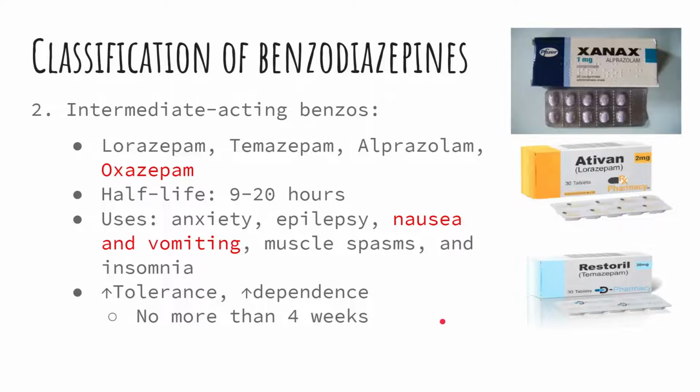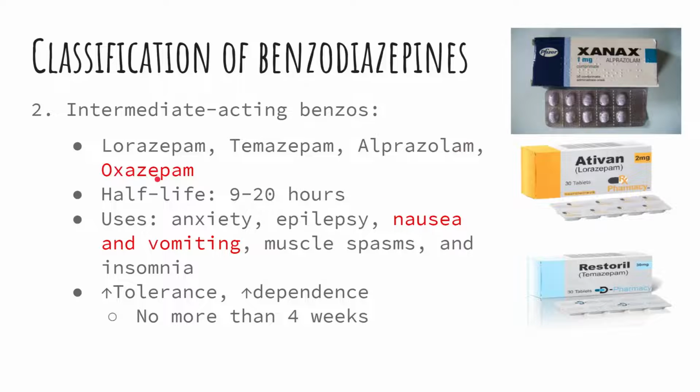The second class are the intermediate acting benzos, whose half-life is between 9 to 20 hours. Meaning they are in the middle between the short and the long. Examples include lorazepam, temazepam, alprazolam and oxazepam. So lorazepam, which we already talked about, is Ativan. Temazepam, which is an intermediate acting, is called Restoril here. Alprazolam is something I'm sure you have all heard of, which is Xanax, a very common drug.